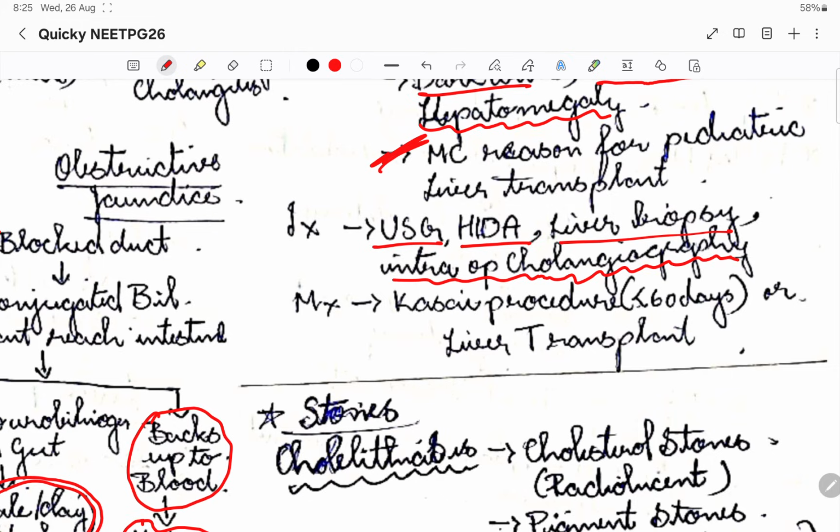Okay, there are different kinds of atresia. Please go through all the images or all the types of biliary atresia. Okay, they might ask you what is the management that we do: it is the Kasai procedure. Okay, so we'll do something known as Kasai procedure.